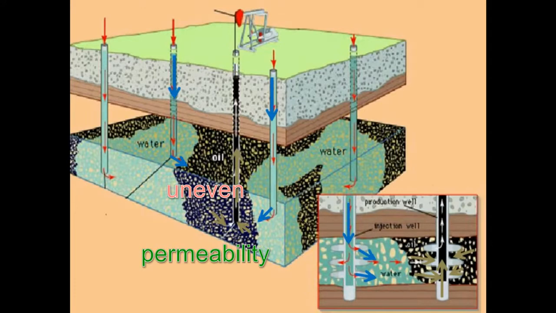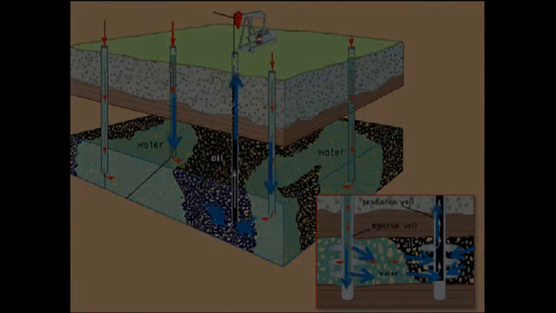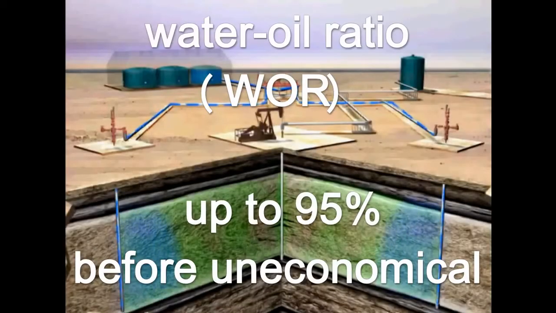High permeability zones can take more than their share of the water, which can lead to early breakthrough of water into the producing well. This early breakthrough is called a thief zone. The water literally bypasses the oil, causing it to remain or be left in the reservoir. This unproducible oil is referred to as unswept oil. The water-oil ratio, WOR, of floods can often reach 95% before they become uneconomical.